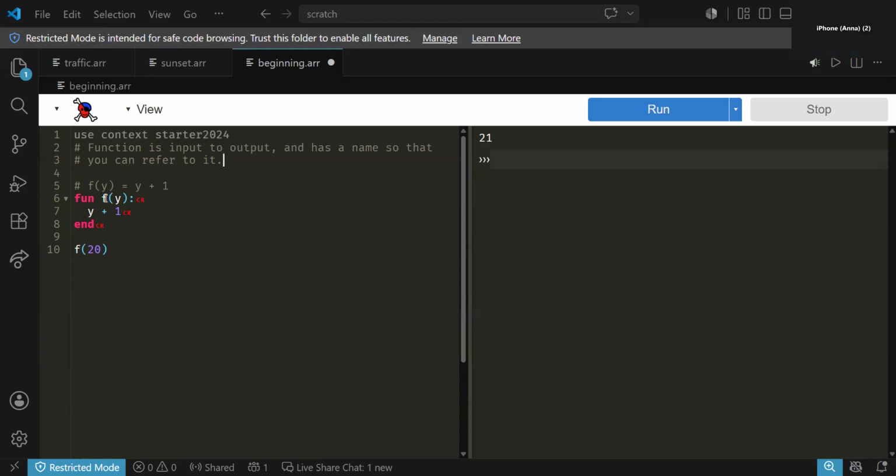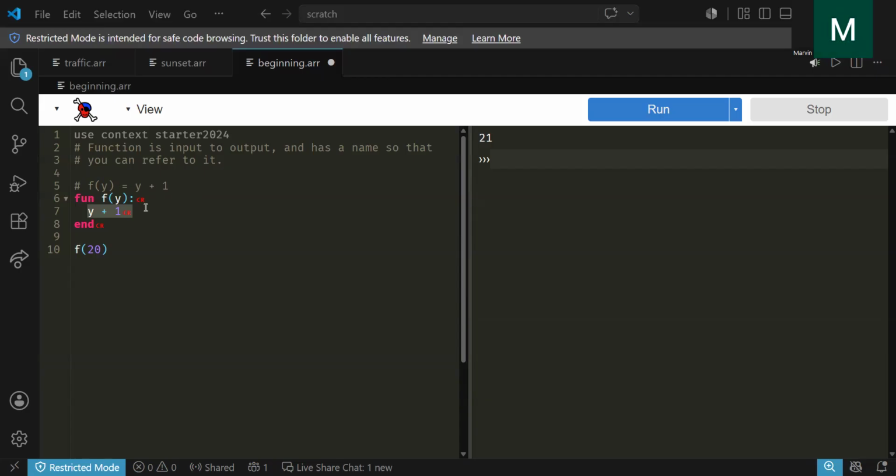So on line 6, we say that the function name is f, right? That's why on line 10 we can refer to f. We gave it a name. Next, a function has inputs. Line 6, y is the input, right? In programming, we call inputs the parameters. So we say y is a parameter, okay? The final thing is the output, what the function produces.